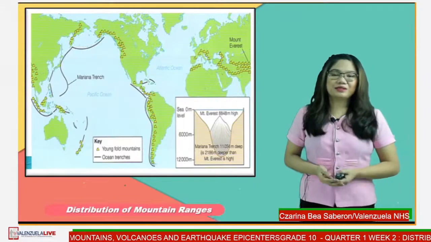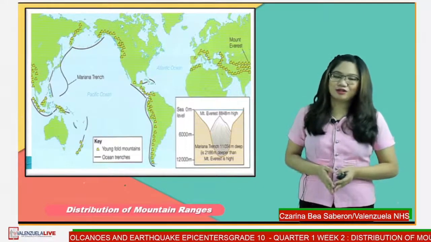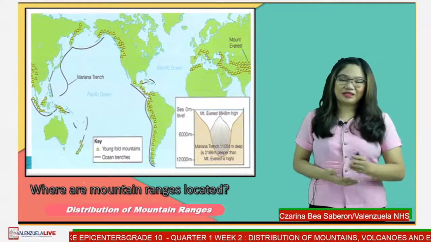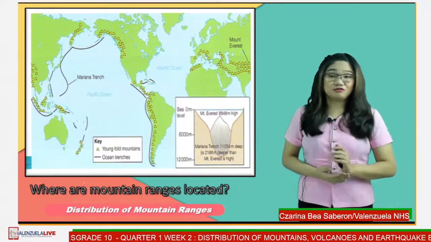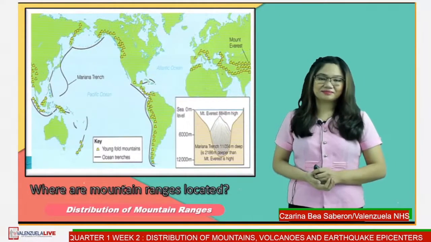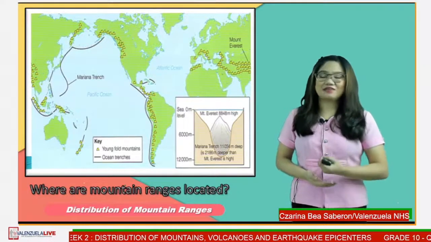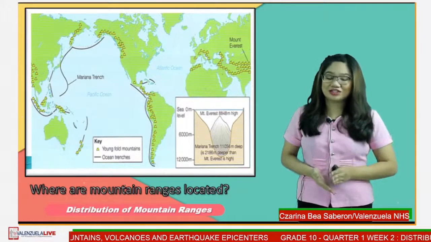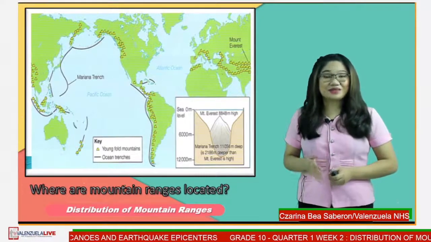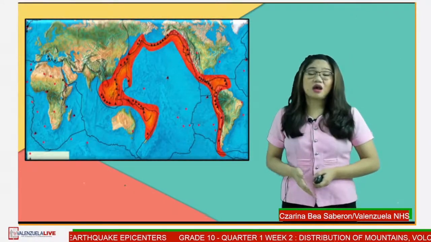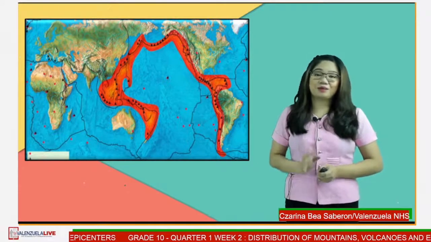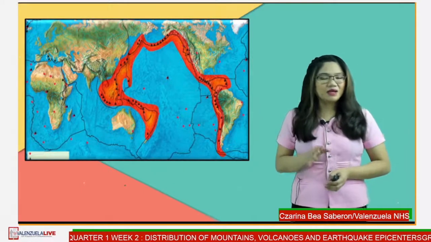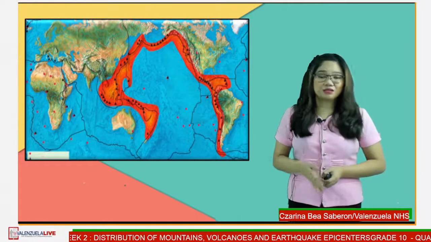So now, please do observe the location and distribution of the mountain ranges. Okay, so where are mountain ranges usually located? All right, so just like the volcanoes and earthquake epicenters, mountain ranges are also formed at the edges of the plate boundaries. All right, so now that you know that mountains, volcanoes, and earthquake epicenters all lie at the edges of the plate boundaries, what can we conclude from there? So it must be telling us something about the plate tectonics, right, and how it works.